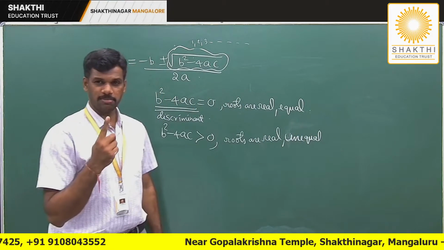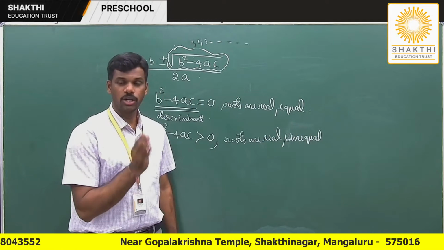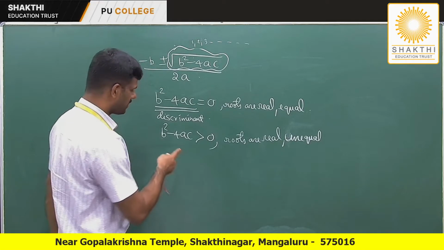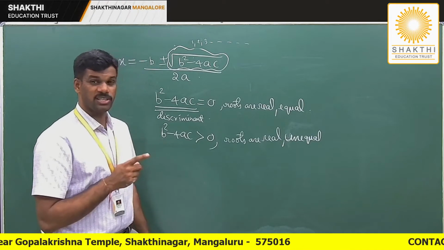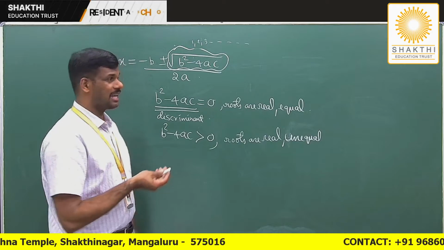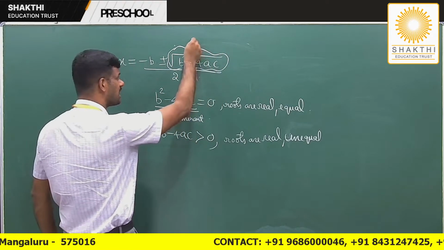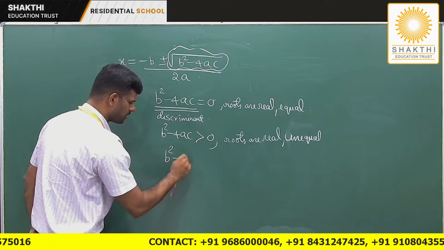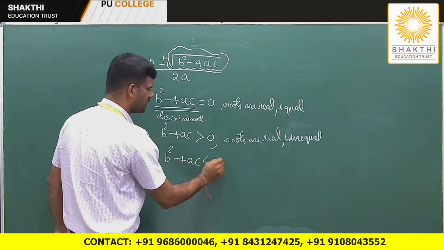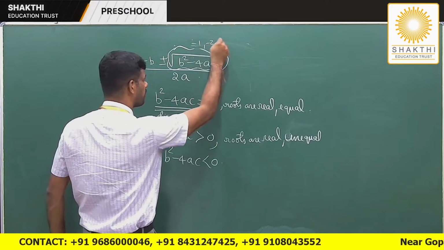In the first case, b square minus 4ac is equal to 0. Roots are real and equal. But in the second case, b square minus 4ac is greater than 0. Roots are real and unequal. Say when b square minus 4ac is less than 0. This is very important. When this is less than 0, I have to get -1, -2, etc.